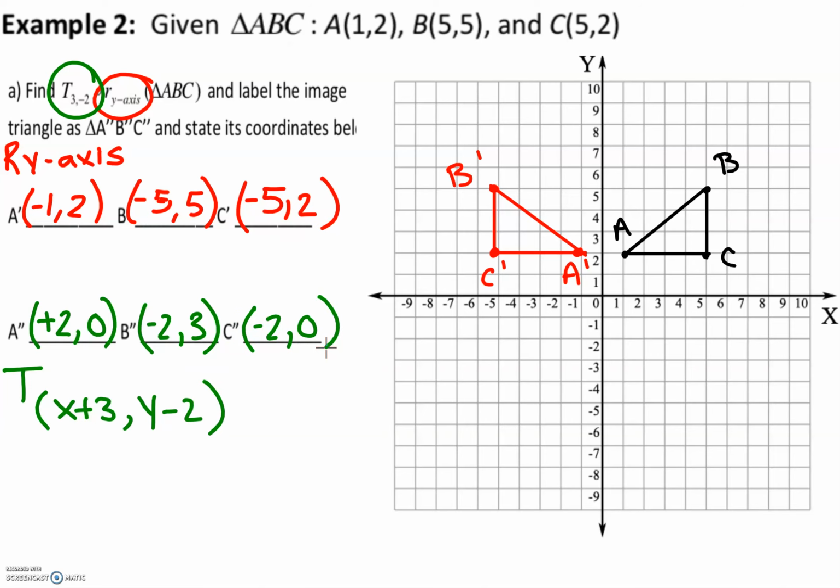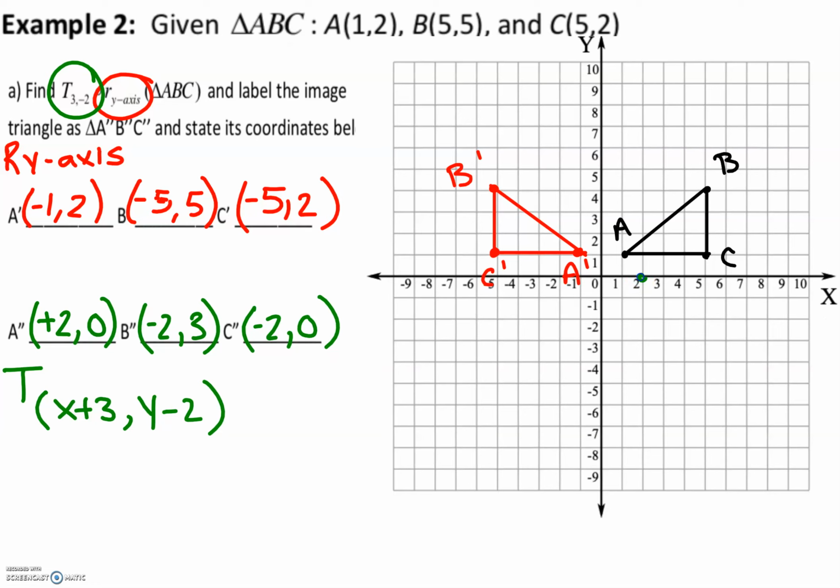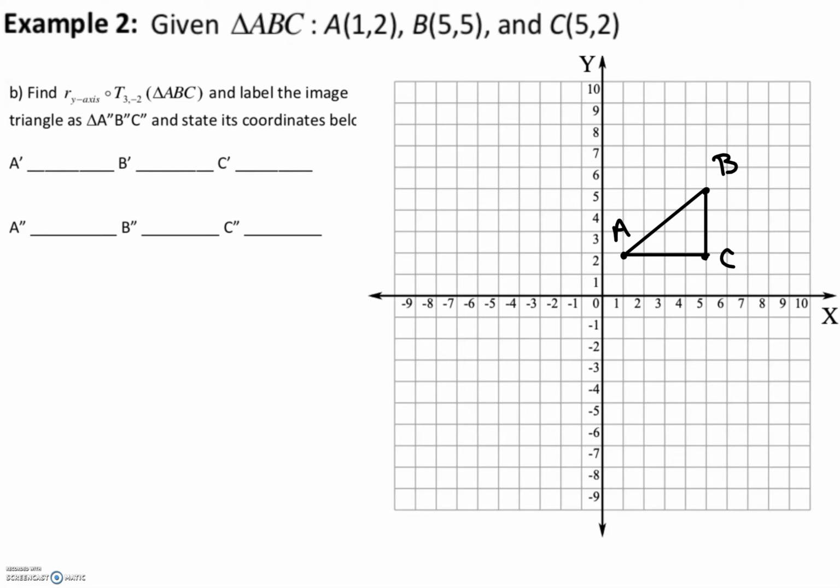So there's our new coordinates. A double prime is at 2, 0. B double prime is at -2, positive 3. And C double prime is at -2, 0. So here is my composition of my new triangle. So now the question is, does order matter? If I did the reflection over the y-axis first and then the translation, or if I flip-flop those, would it matter? So we're going to find that out right now.